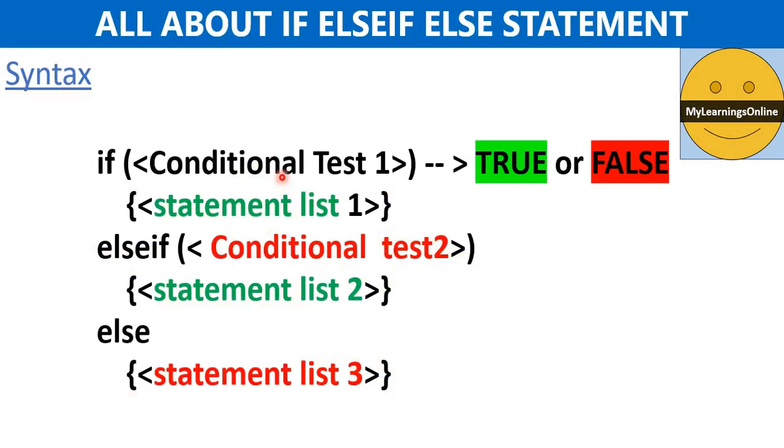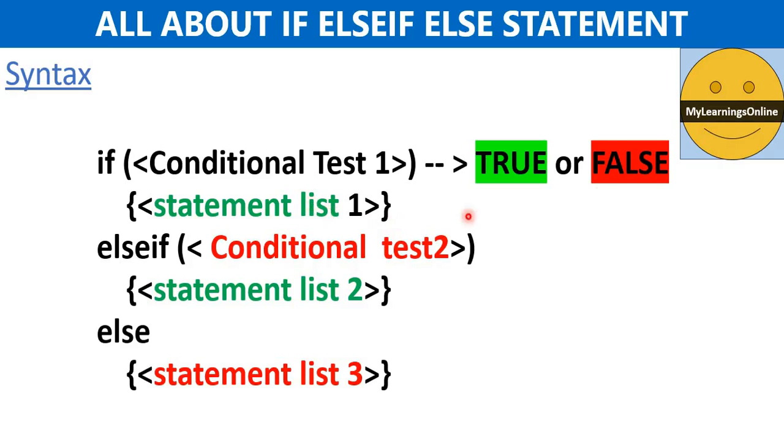This is the syntax of the if statement. When you run an if statement, PowerShell evaluates the test1 conditional expression as true or false. If test1 is true, statement list 1 is executed and PowerShell exits the if statement.